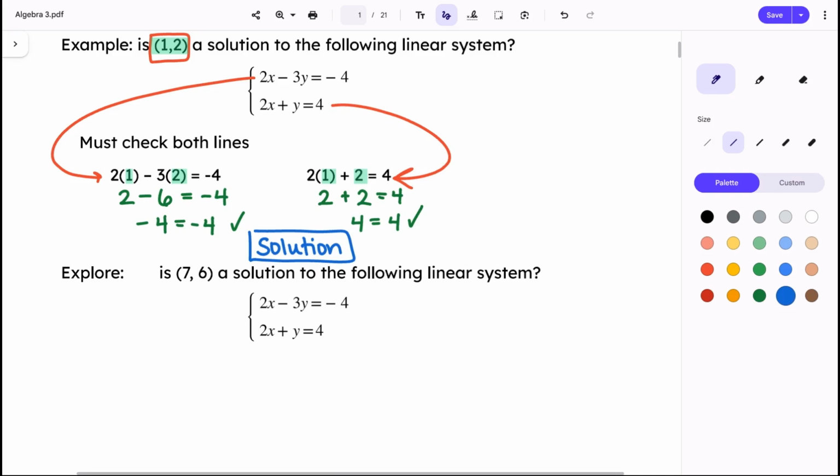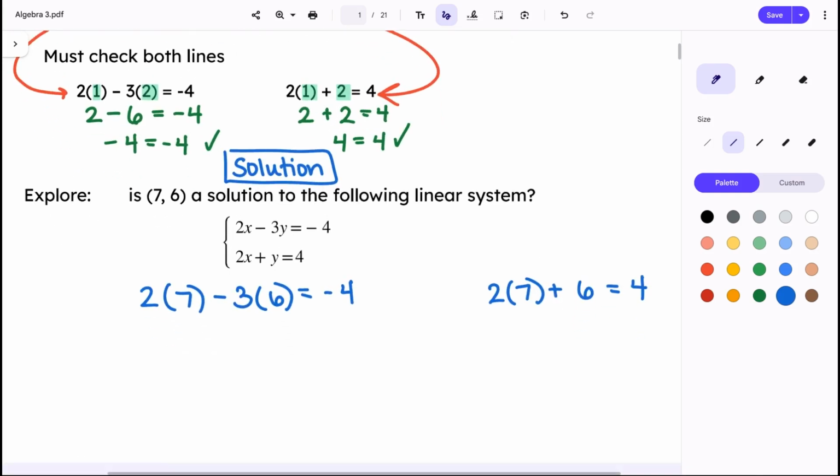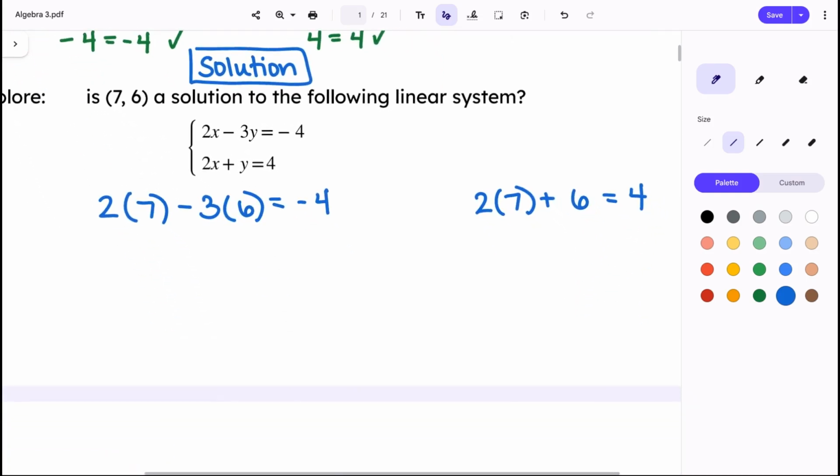It's not a solution. Okay, so I just went and plugged it in. Did the left side work? Yeah? You got -4 equals -4 here. Okay, so that checks out. But then what did you say happened over here? 20 trying to equal 4, which is not true. Okay, because that causes a problem, we have to say no, or I'm just going to write not a solution.